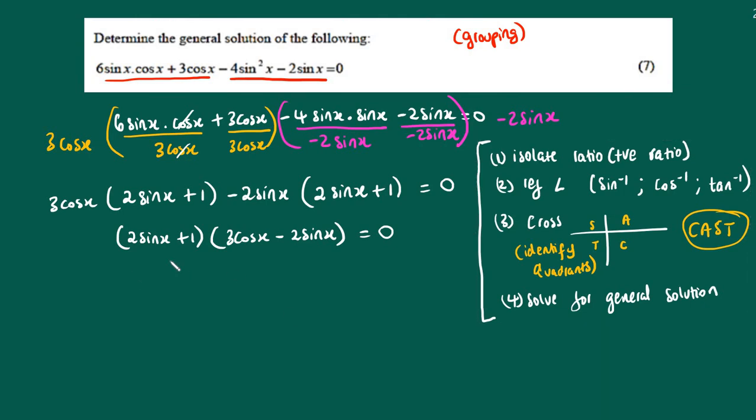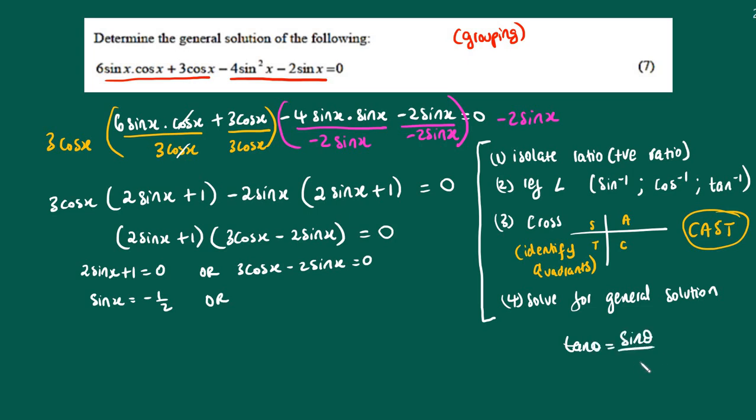So now that we are here, it's two brackets equated to 0. So you simply say the first bracket must be equal to 0, meaning 2 sine x plus 1 must be equal to 0, or the second bracket here must be what? Equal to 0. So that will mean that you have sine x being equal to negative half, or here what do I do? Remember, tan theta is what? Is sine over cos.